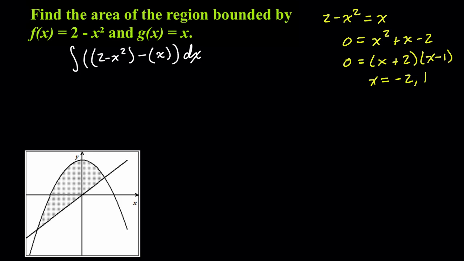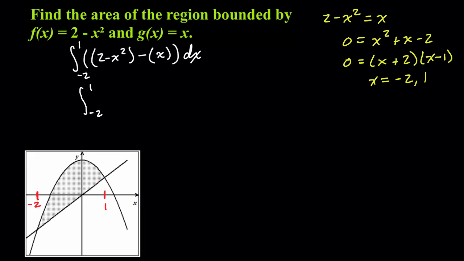All right, so that's going to tell us that this intersection is at the x value of -2. This intersection here is at the x value of 1. So that's what we are integrating between, -2 and 1. So we're going to clean this up a little bit.